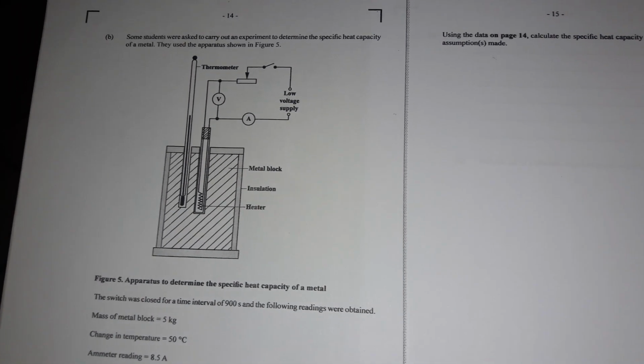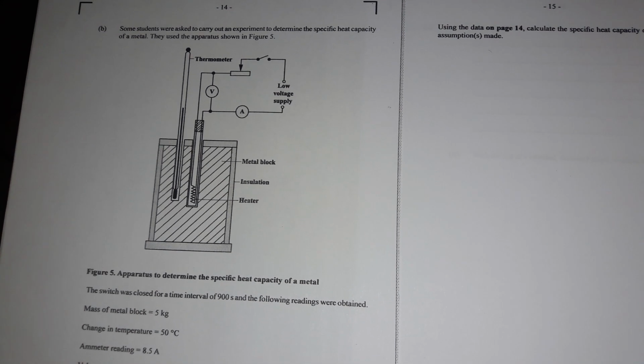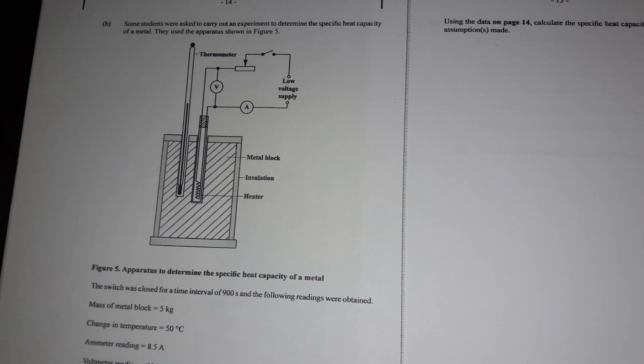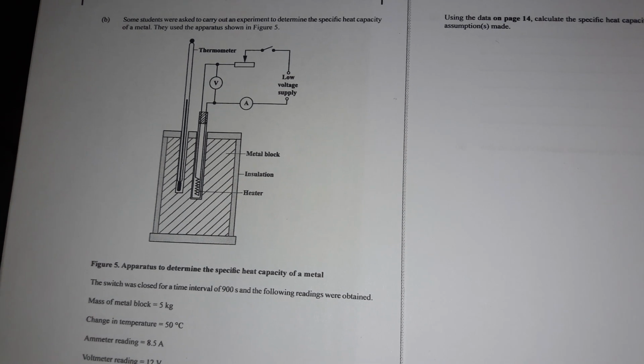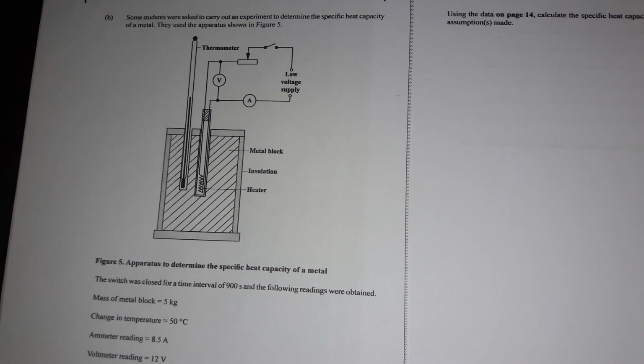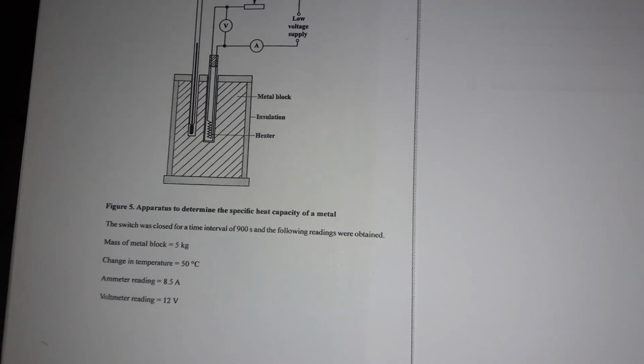So now it says some students were asked to carry out an experiment to determine the specific heat capacity of a metal. They used the apparatus shown in figure 5. So you have a thermometer, voltmeter, ammeter, the metal block, the insulation, the heater, and everything. So it says the switch is closed for a time interval of 900 seconds, and the following readings were obtained.